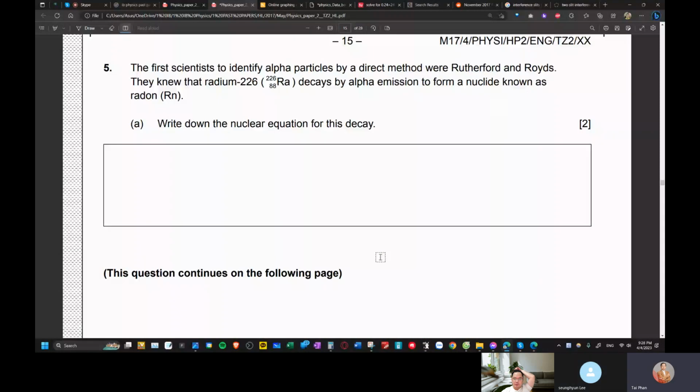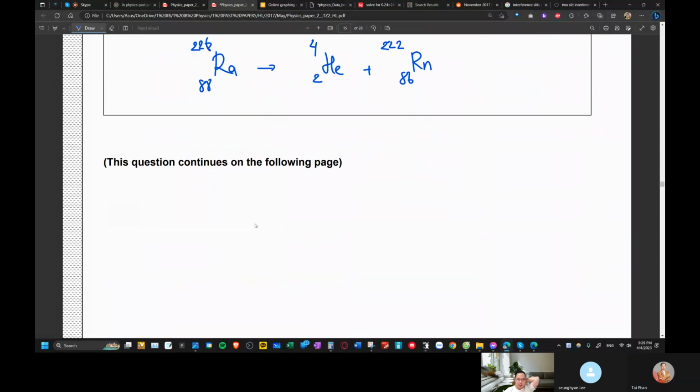The first artificial transmutation experiment was done by Rutherford and Royds. They knew that radium decays by alpha emission to form the gas radon. Write the equation. Radium-226 with 88 protons decays by emitting an alpha particle, which is a helium-4 nucleus, forming a new element, radon, with 88 minus 2 and 226 minus 4, which is 222. Done. Okay. Too easy.